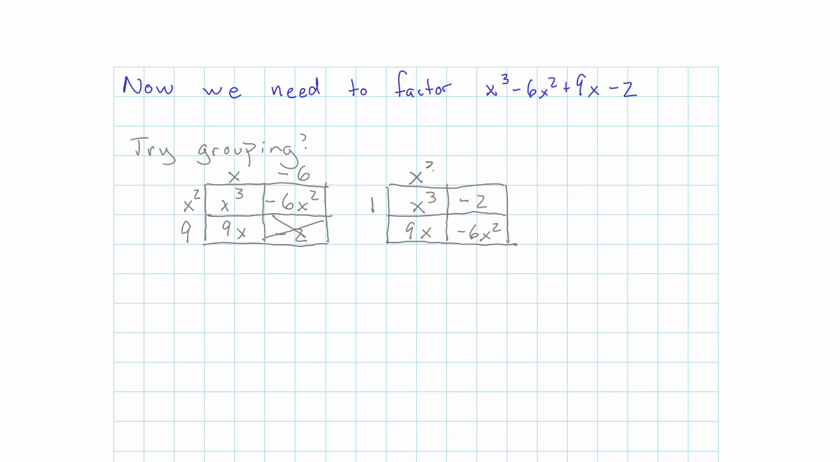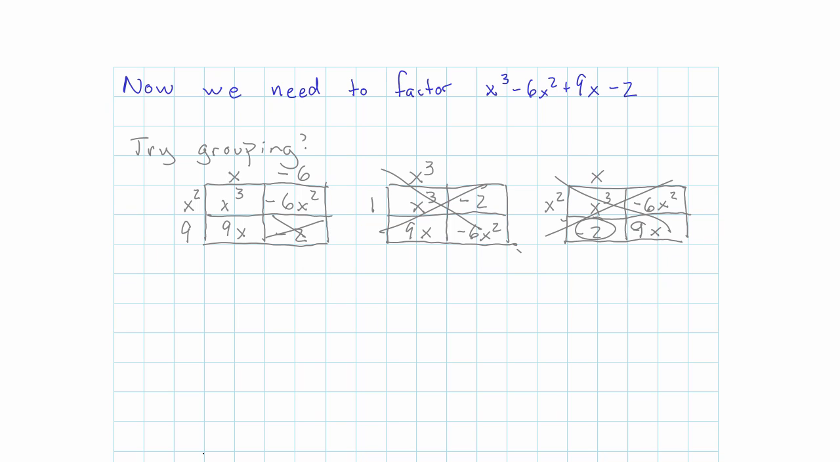I'd need an x to the third here, and that's not going to work because that's not a factor of 9x. Or I could try putting the x to the third with negative 2 and not with 9. X to the third with negative 2 and then put the 9x over here. Yeah, that's not going to work over here, because here I've got an x squared, which means I need an x here. But again, that's not a factor of the negative 2. Grouping does not work.